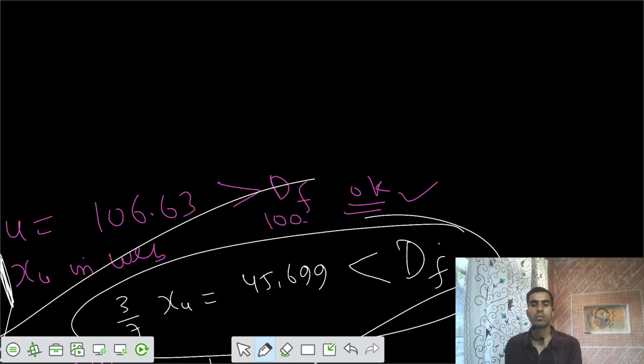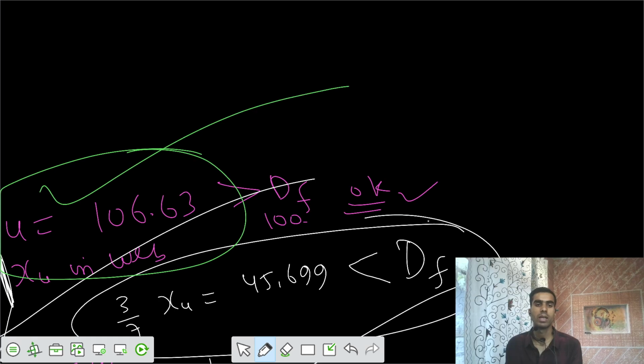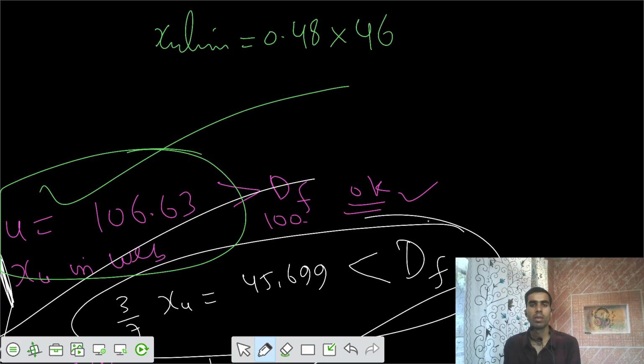So final location of neutral axis is that you have xu equals 106.63. So let's calculate the limiting condition. That is 0.48 times d, and that is greater than 106. So that's an under reinforced section.